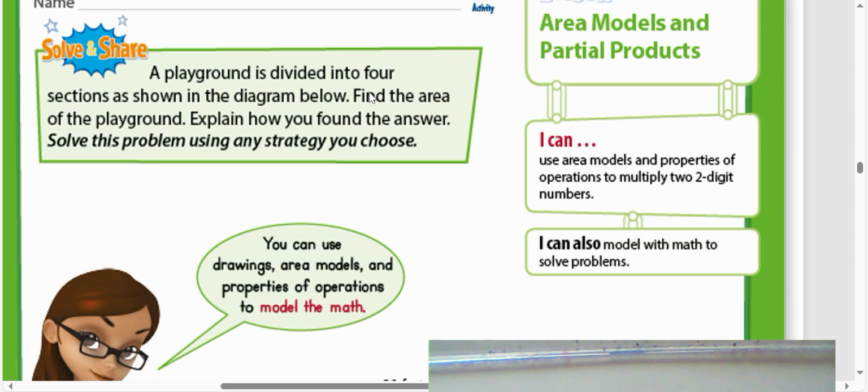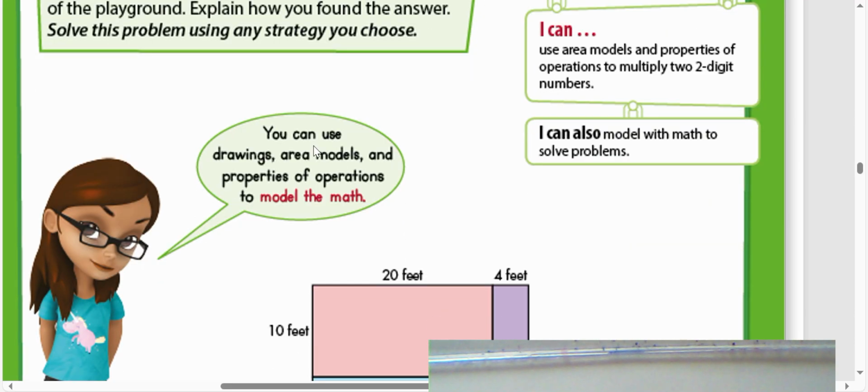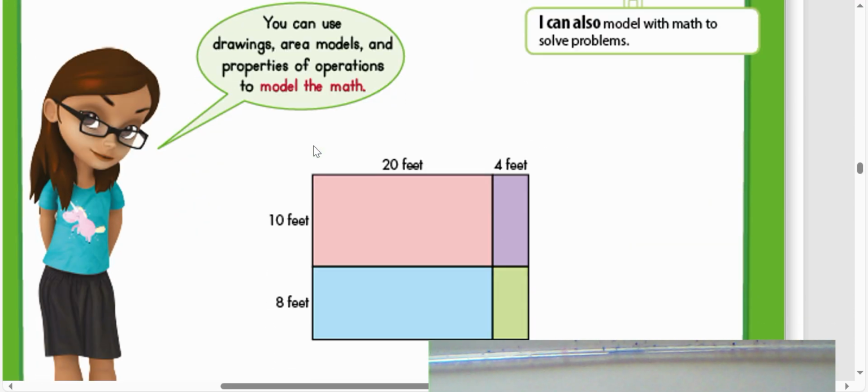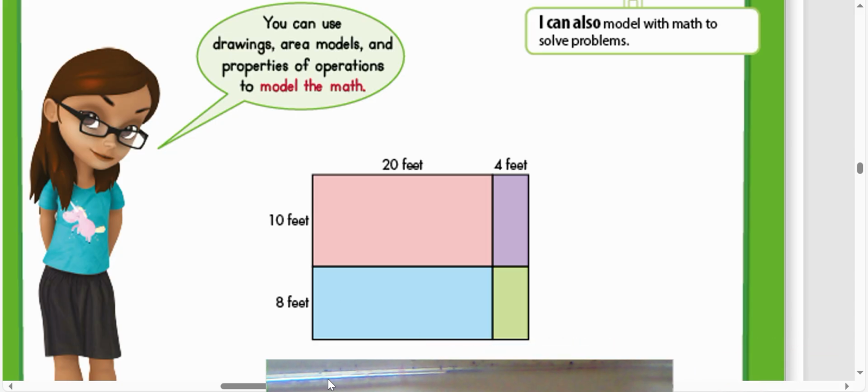The playground is divided into 4 sections, shown in the diagram below. Find the area of the playground, explain how you found the answer, and solve the problem using any strategy you choose. You can draw area models and use properties of operations to model multiplication, like the distributive property between two numbers.